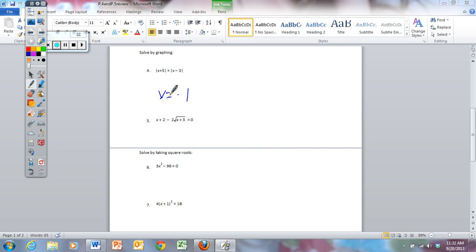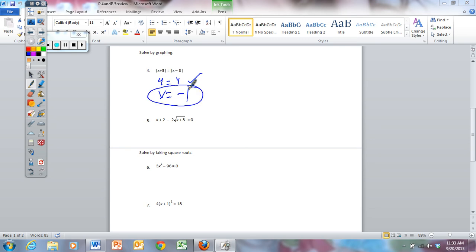All that means is that when I plug in -1 for x, -1 plus 5 is 4, and the absolute value of 4 is 4. -1 minus 3 is -4, and the absolute value of that is 4. So the y value when you plug in the answer is the 4. That's where that comes from.